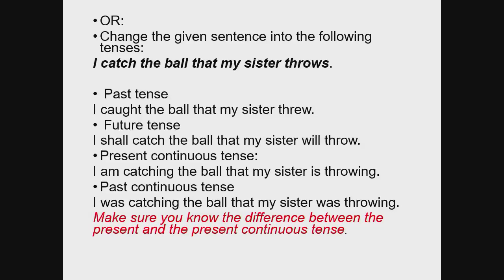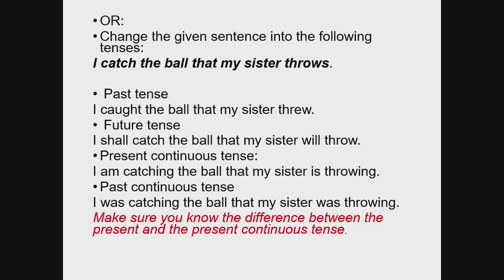I can only ask you to change the given sentence into the following tenses. I catch the ball that my sister throws. In the past tense, the verbs are the ones changing. First find the verbs. The two verbs are catch and throws. I caught the ball that my sister threw. The future tense. The key word with future tense is I shall, we shall, all the others will. So I shall catch the ball that my sister will throw.